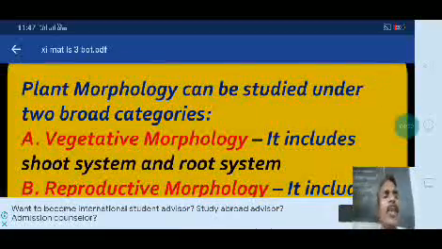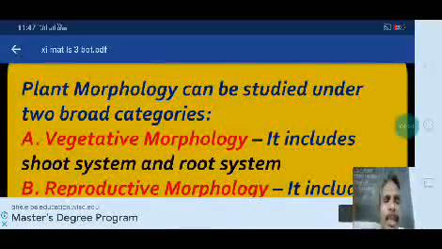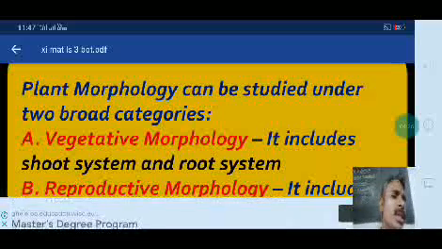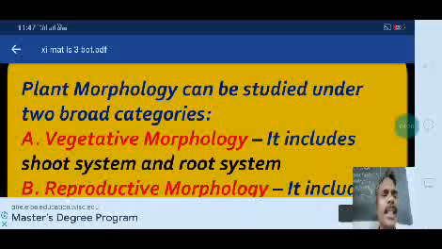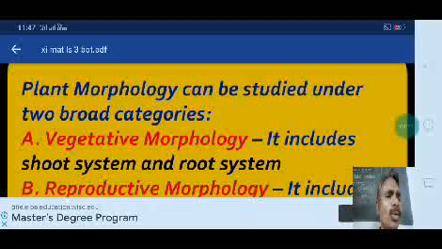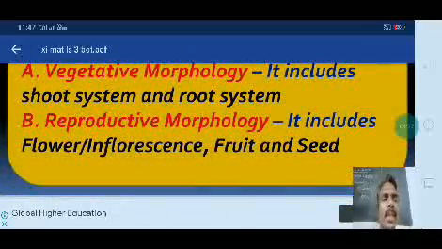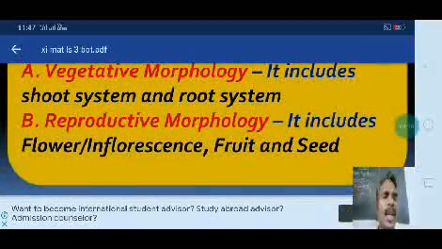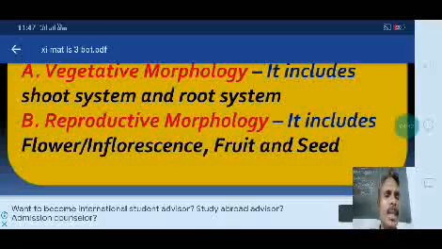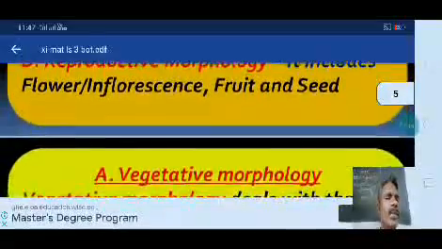First one, vegetative morphology, which we already studied. Then reproductive morphology. The vegetative morphology includes shoot system and root system. Then reproductive morphology includes flowers, inflorescence, fruits and seeds. These come under reproductive morphology.